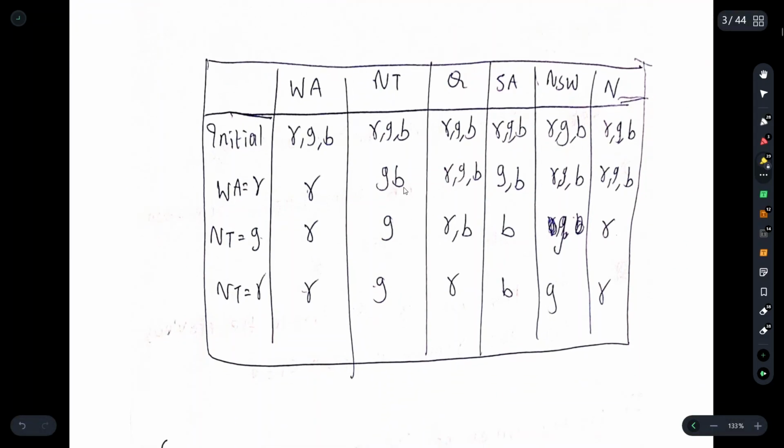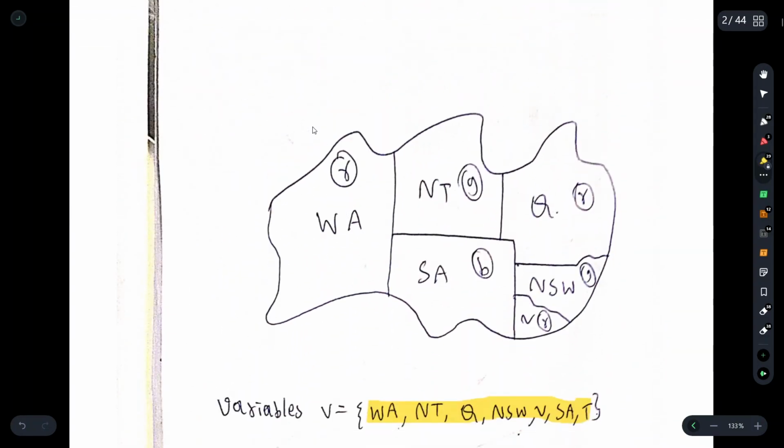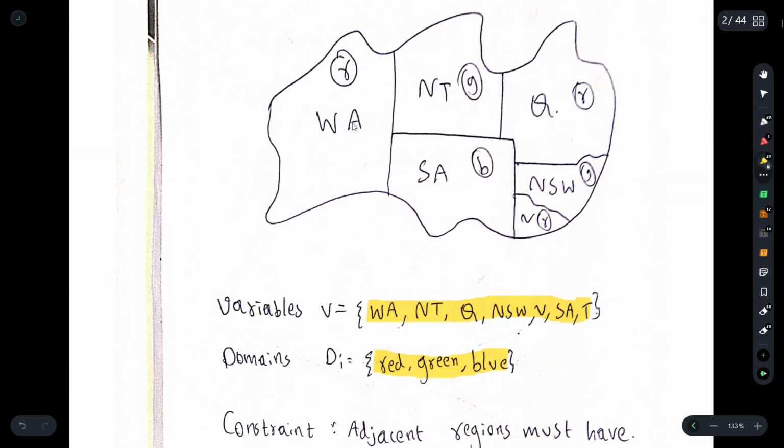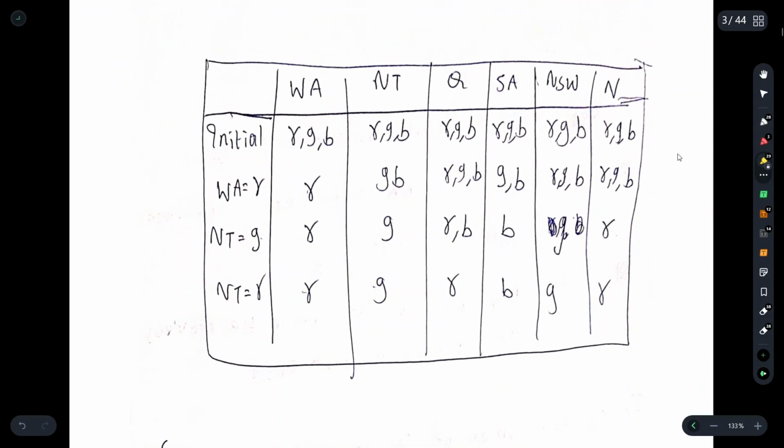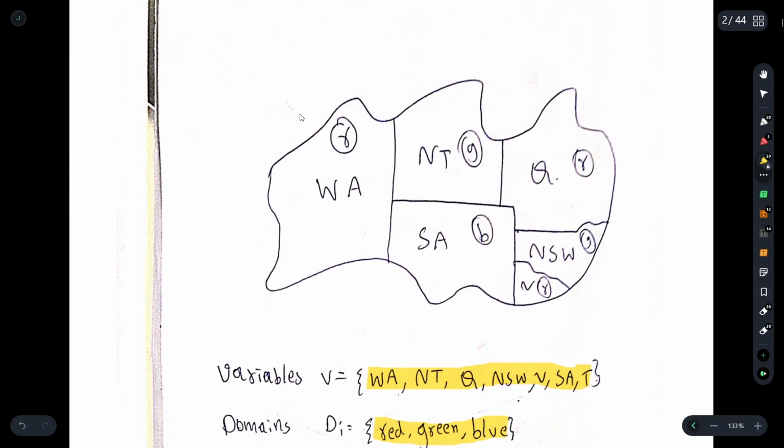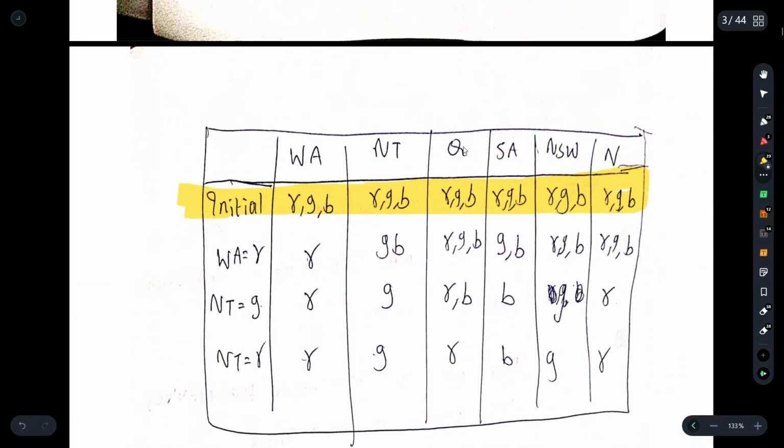So now we can just see what are the possibilities for WA. For WA, this is an initial node, so we can either give red or green or blue. So initially any color can be given to any of that particular place in the map. Initially we will consider the value of WA is R. So if WA is R, we shouldn't give the value of NT or SA as R. So we can give either green or blue.